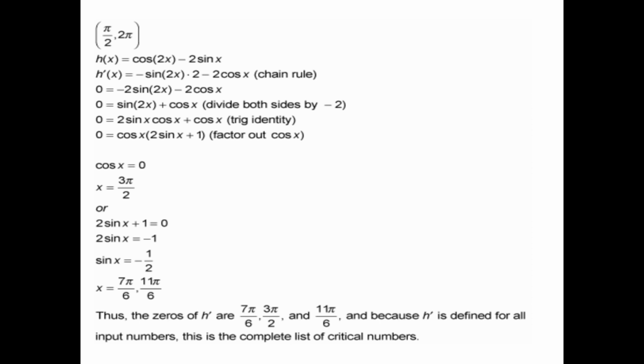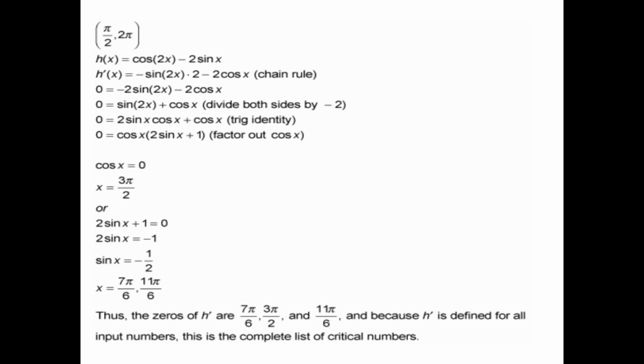Therefore, factoring out, we have cos x times 2 sine x plus 1, which implies that cos x is 0, or 2 sine x plus 1 equals 0. For case 1, we have that cos x equals 0. Taking cos inverse, we have that x equals 3 pi over 2, and this function is defined on the interval pi over 2 to 2 pi. Hence, x equals 3 pi over 2. We know that pi radian is 180 degrees.